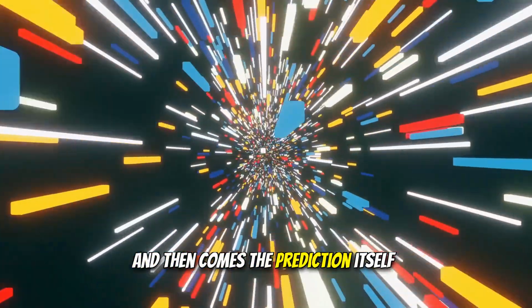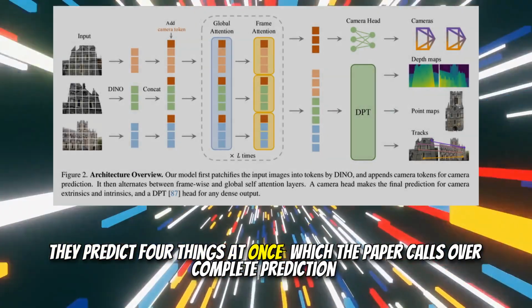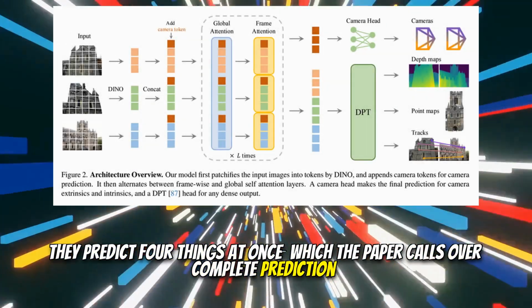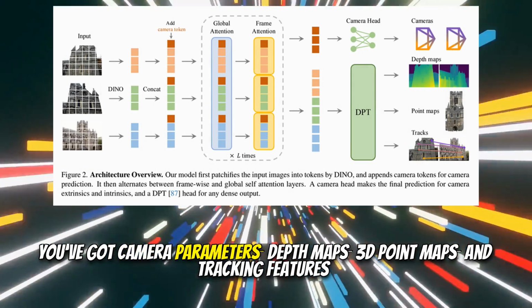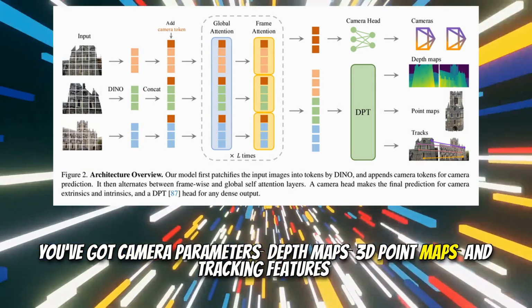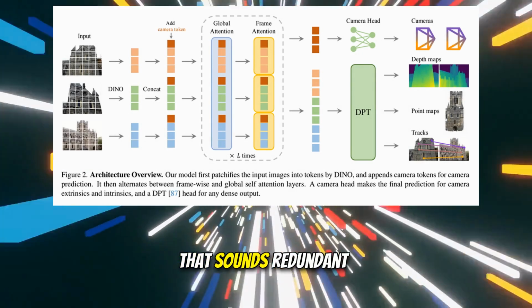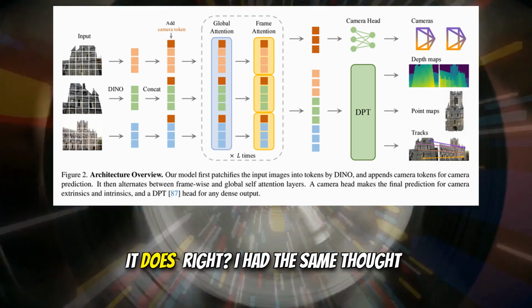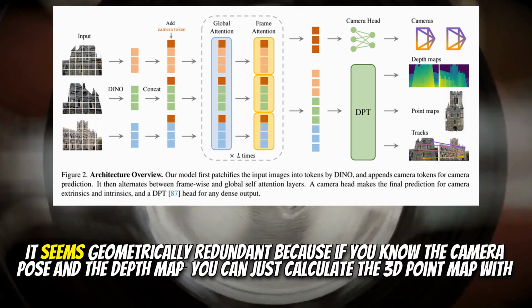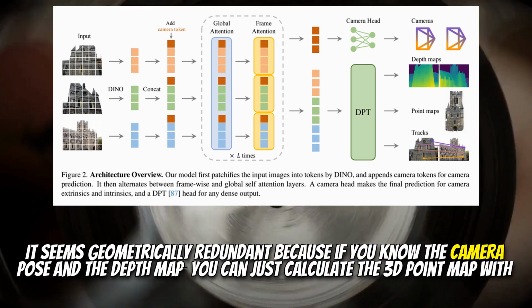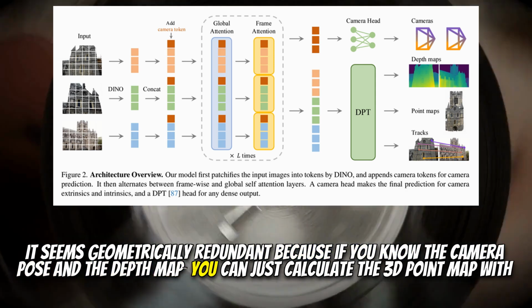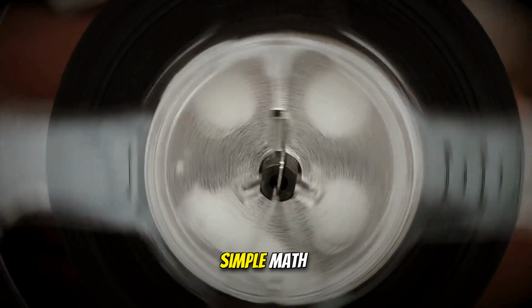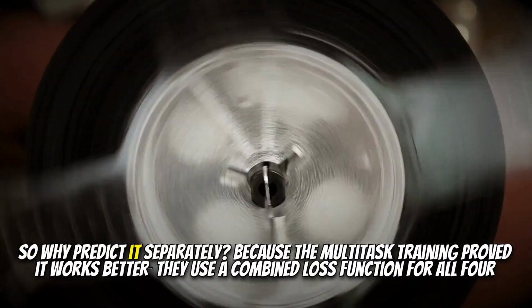And then comes the prediction itself. They predict 4 things at once, which the paper calls over-complete prediction. You've got camera parameters, depth maps, 3D point maps, and tracking features. That sounds redundant. It does, right? I had the same thought. It seems geometrically redundant because if you know the camera pose and the depth map, you can just calculate the 3D point map with simple math. So why predict it separately?